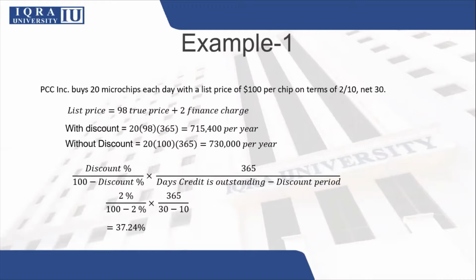This percentage is the nominal annual cost of the additional trade credit. So if the business can borrow for less than this 37.24%, it should take the discount, and vice versa for the other case.